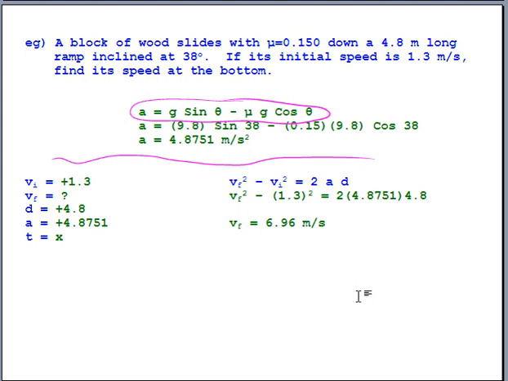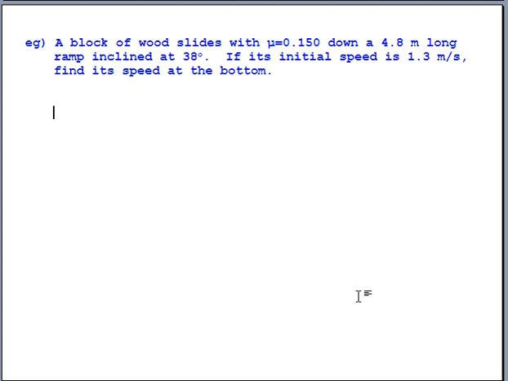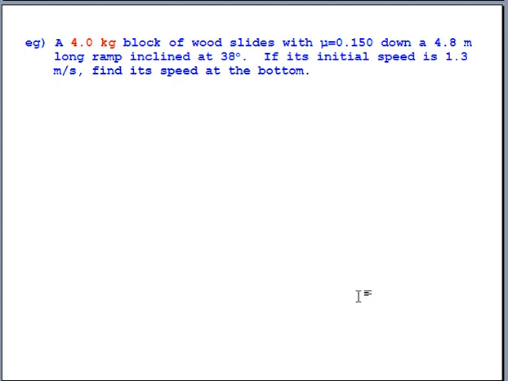So here's the first example, right? Block of wood, slides with a 0.15 coefficient, 4.8 meter ramp, 38 degrees, great. Here's the next one. Block of wood, you probably don't want to copy this because something seems wrong. Block of wood, slides, 0.15, 4.8. That's the same question, right? But wait a minute, let me change it. It's a 4 kilogram block of wood, right?